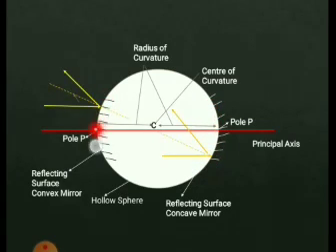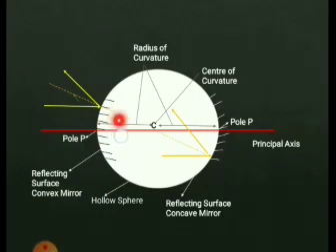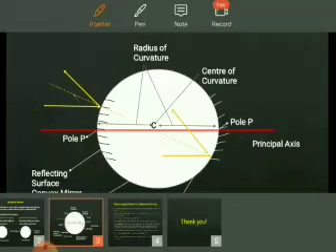Now in a convex mirror, since it is diverging in nature, the ray of light after reflection would appear to pass through the focus. Here it was in reality passing through the focus, but here after reflection it would only appear to pass through the focus. So what exactly is the focus?